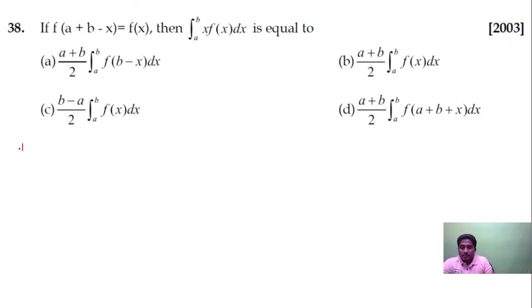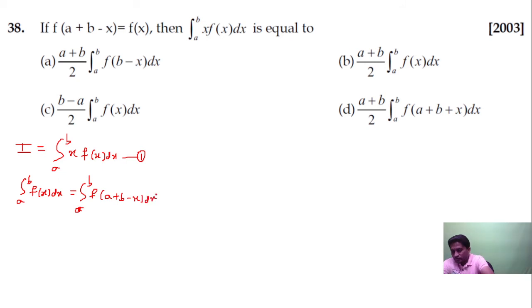I take I is equal to the integration from a to b of x into f(x) dx. You call this equation 1. I'm going to use the property that the integral from a to b of f(x) dx is equal to the integral from a to b of f(a plus b minus x) dx. So you change x to lower plus upper minus x.